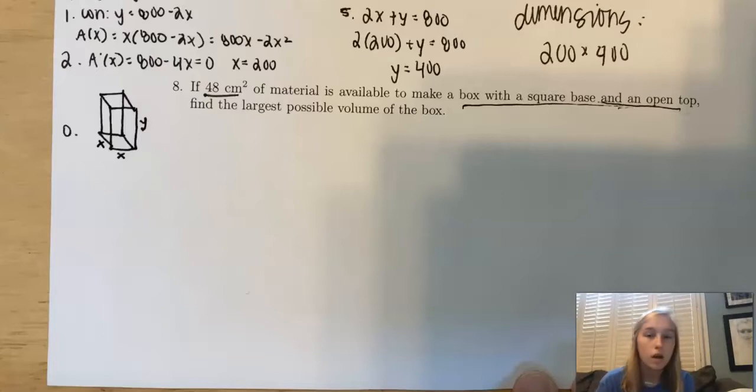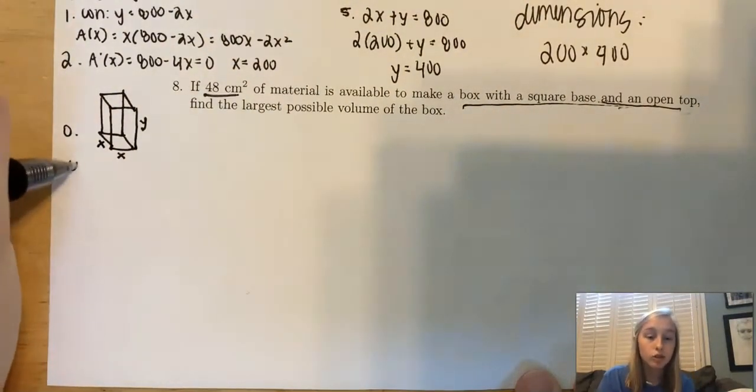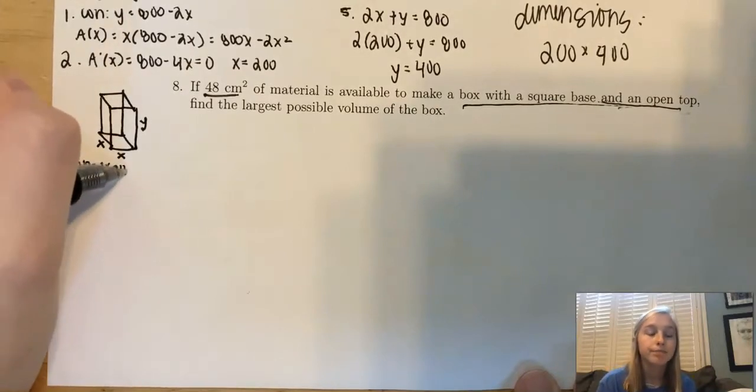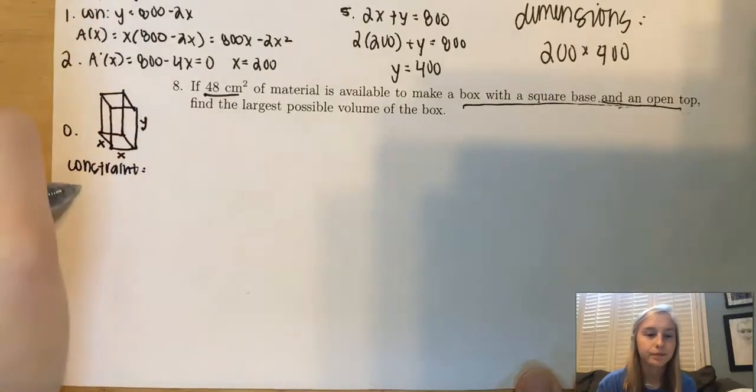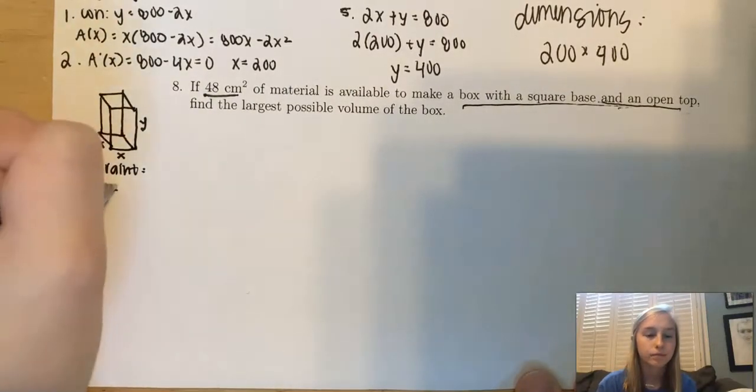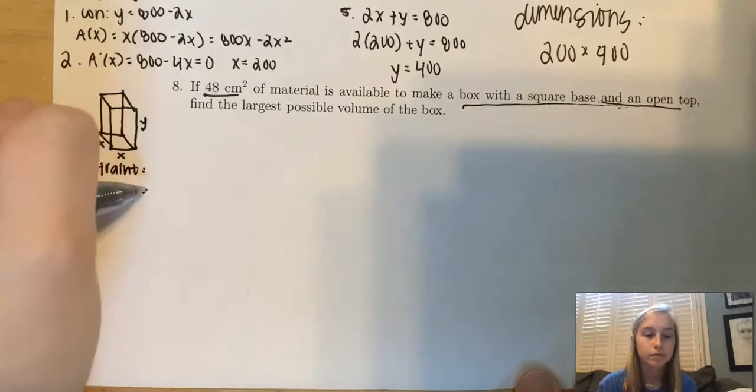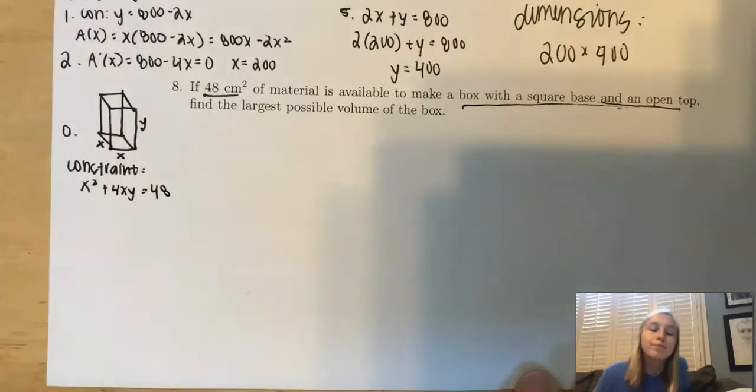So you have to think about what all sides we need to cover with material. There's an open top, so we don't need material on that side. So, the constraint. I'll write it out and then explain it. Okay, so x squared plus 4xy equals 48.